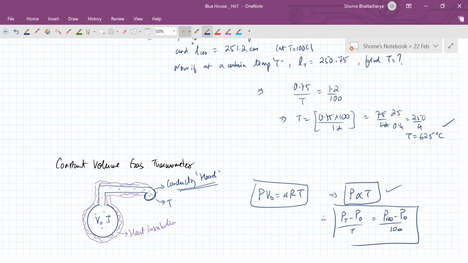You can go through this from HCV also, in the chapter heat and temperature. Is it clear, Shikhar? Okay, next is the platinum resistance thermometer. So I'm coming to that.